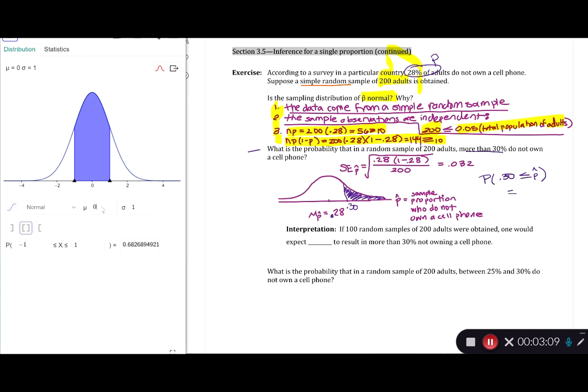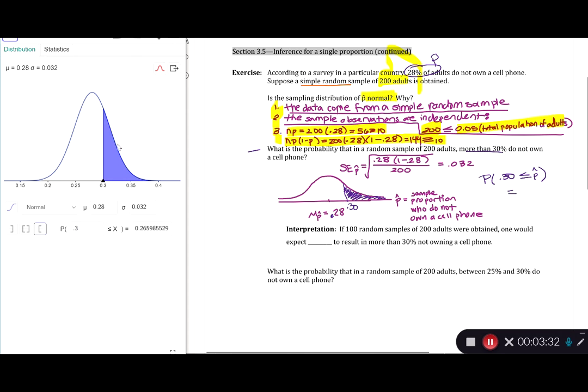We are going to set it up with the appropriate mean, which here is 0.28, and the standard error that we found, which was 0.032. So there's our distribution, and we want an area that's greater than 0.3, like this. So that matches our graph here. We're looking at the area above 0.3, and that area, or probability, is, let's go to 4 decimals, 0.2660, or about 26%.